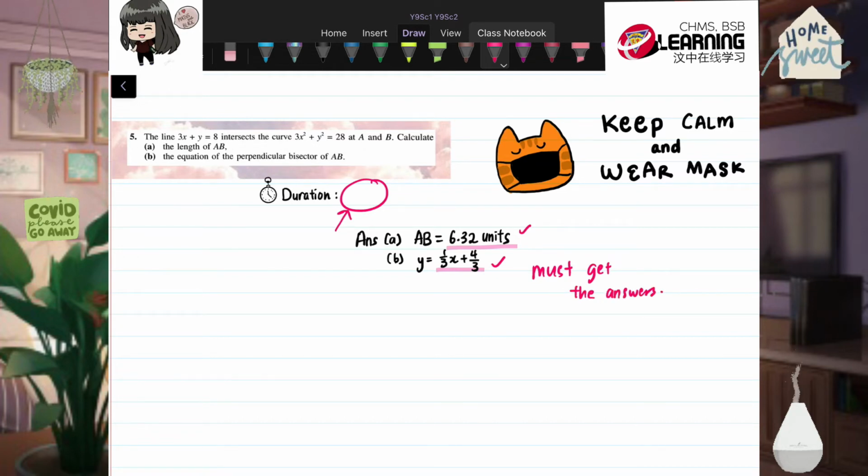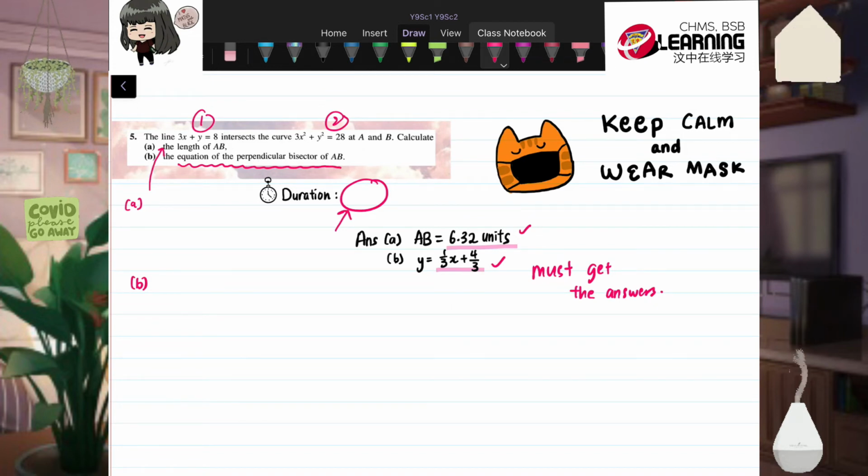Question 5 is also the same thing. Equation 1, equation 2, you just need to solve the simultaneous equation. Part A is to find the length of AB, so you just follow the formula for the length of AB. But part B is the equation of a perpendicular bisector. We just learned perpendicular bisector in chapter 7.7. Remember you have four steps.